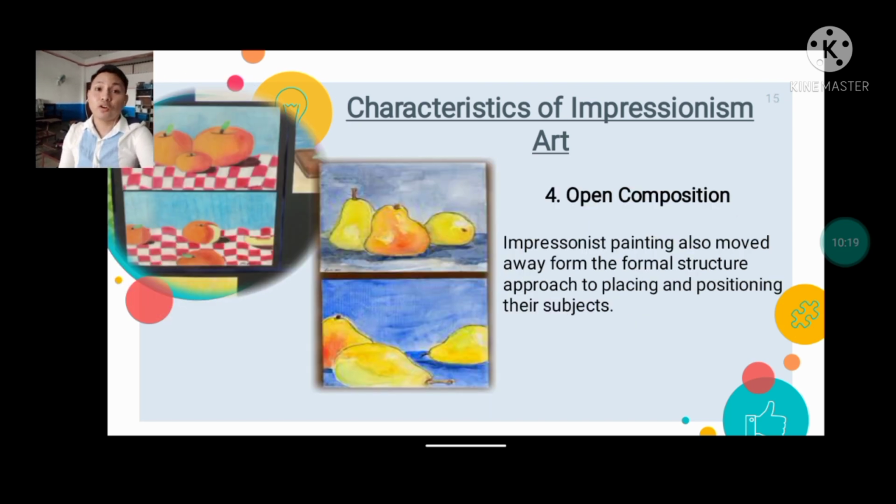Number 4, open composition. What does open composition mean, Sir Eds? Impressionist paintings also move away from the formal structure approach to placing and positioning their subjects. For example, in the given pictures, in the traditional way of painting, you can see the elements of harmony, the balance. But unlike in Impressionism art, not anymore. They changed that. They have what we call innovation. Innovation of what? In the two types of pictures, you can see that the top has balance in terms of number or positioning, but the bottom has different kinds of positionings. That is one of the innovations of Impressionism art.